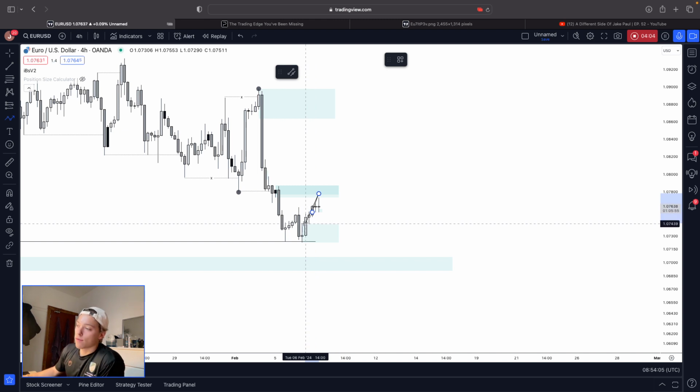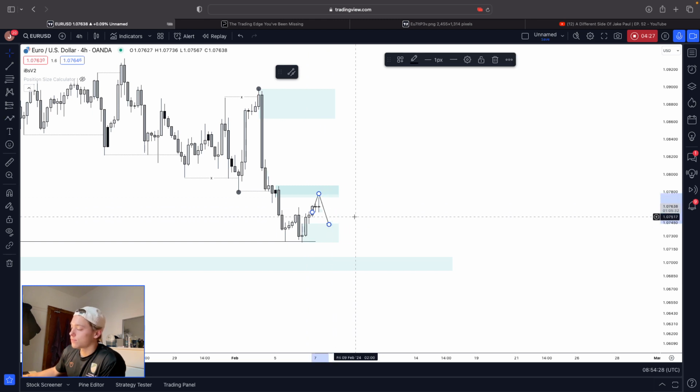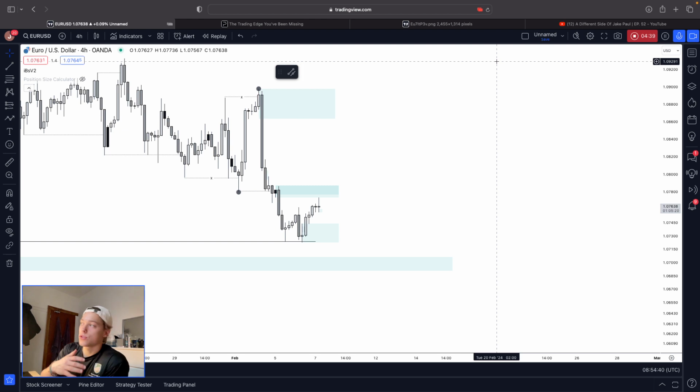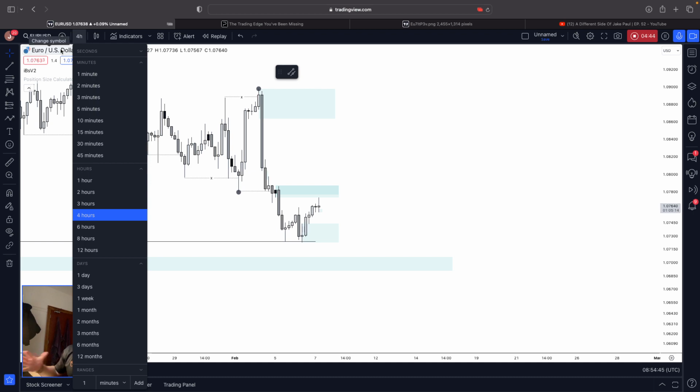Now, we did have a 4-hour supply demand zone created due to it leading to a change of character by breaking this high here. So what I'm looking at personally is shorts from around this 4-hour supply to target this 4-hour demand. So this is my immediate bias, to target shorts down into this demand zone. Now I'm going to go to the 15-minute chart to see how I can get involved in that bias.